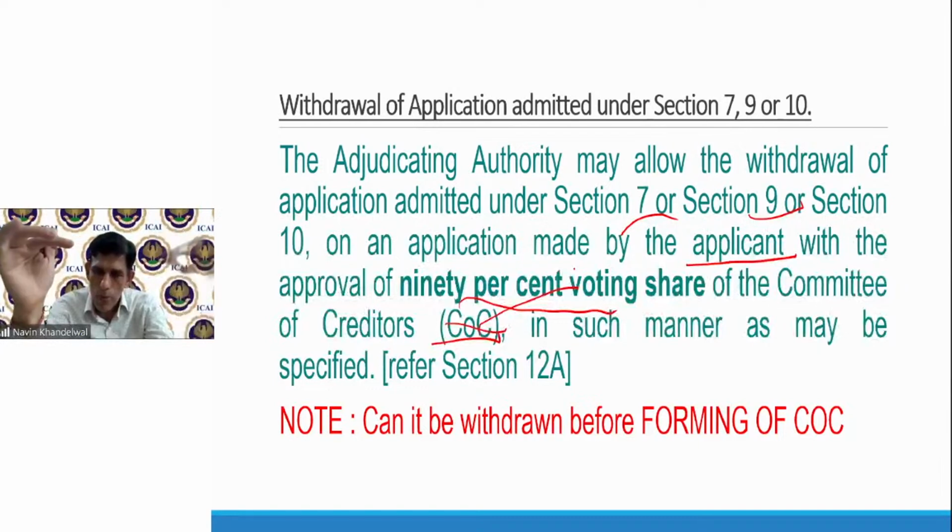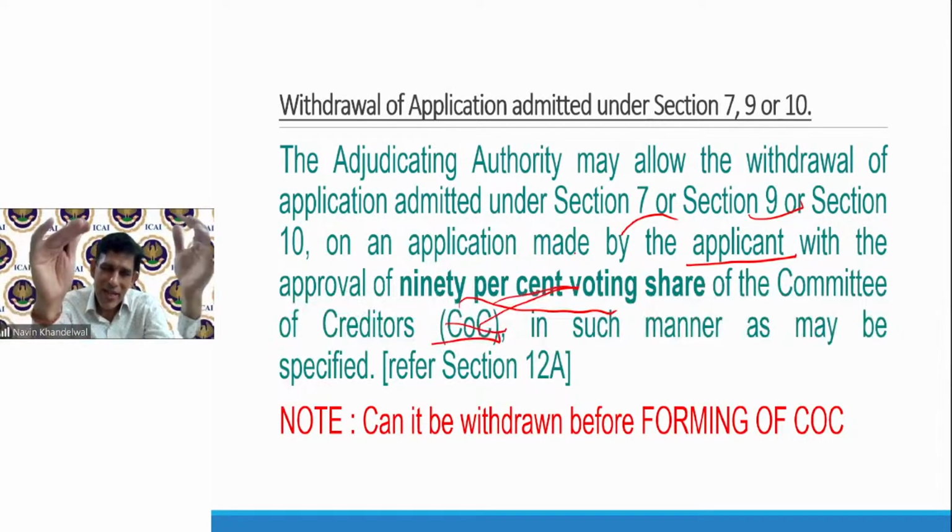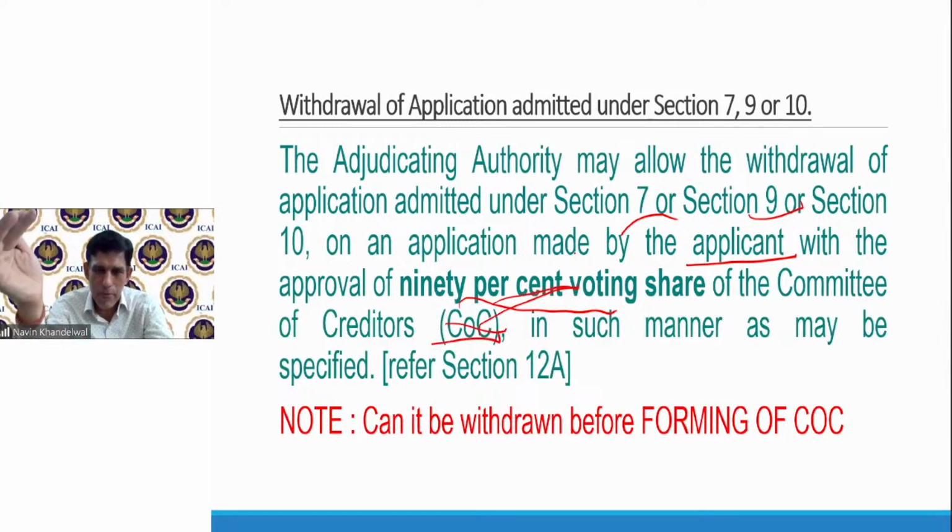But once the COC has been formed, now who will inform the court that the COC has been formed? The RP, resolution professional. He is the person for executing all these things once the company is admitted in insolvency. So once the COC has been formed, then this criteria has to be met of getting a permission of 90% voting share. So section 12A, which talks about this withdrawal. Very important section, friends. Please remember. So section 11, section 12A.